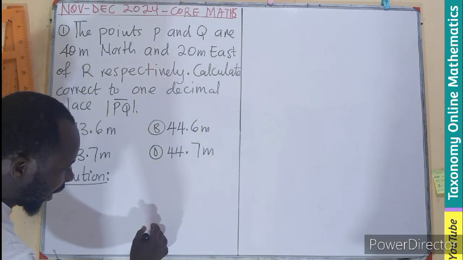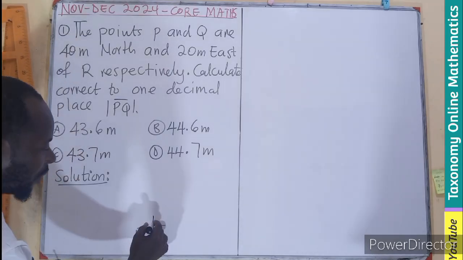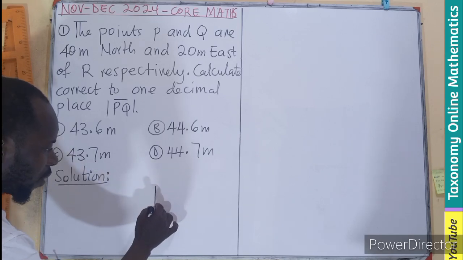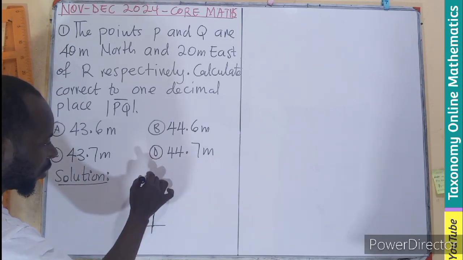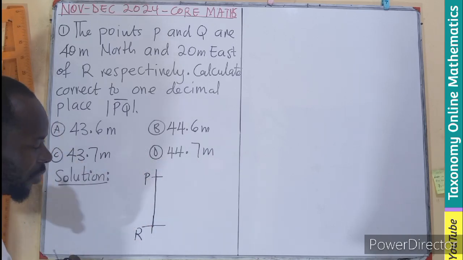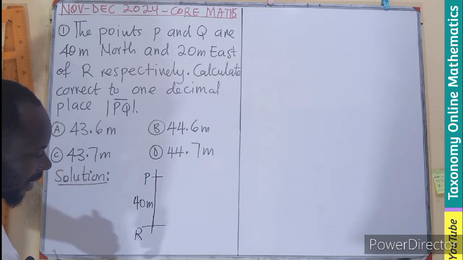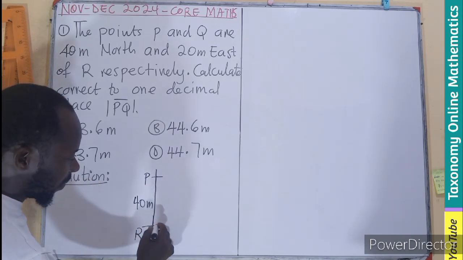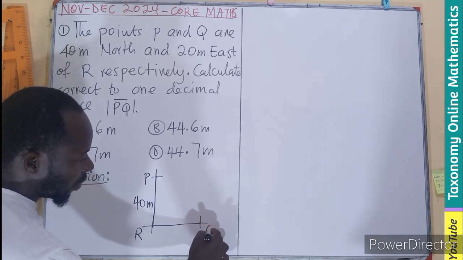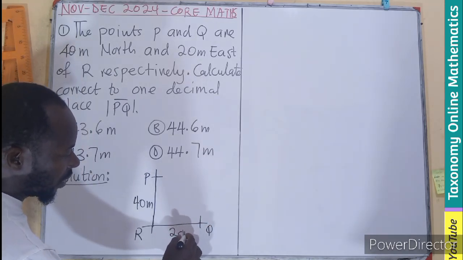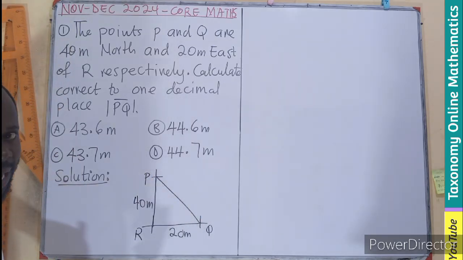Let's just say the point R is here, P is due north, so we are moving north from R to the point P. So this is where P will be, at a distance of 40 meters. Then Q is on the east, at a distance of 20 meters. So we are looking for the distance between P and Q, the length of PQ.